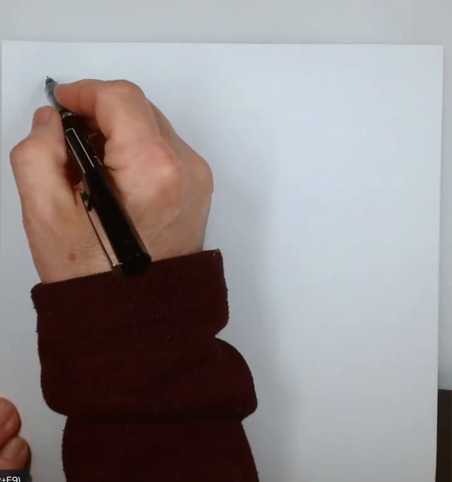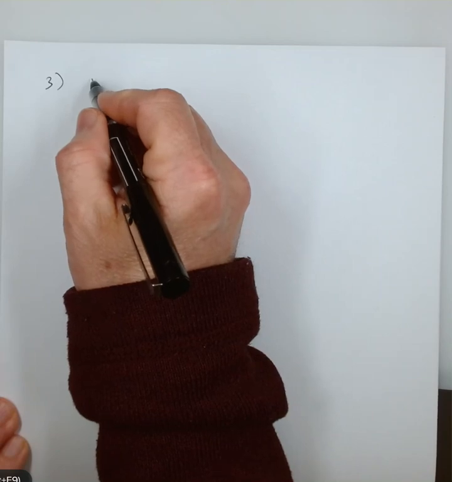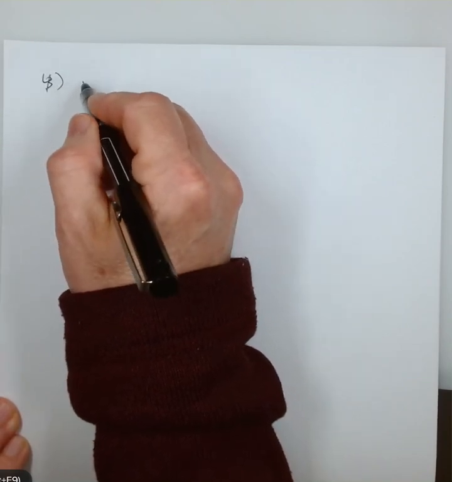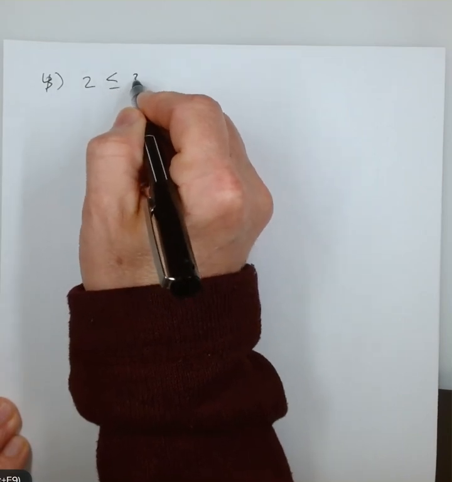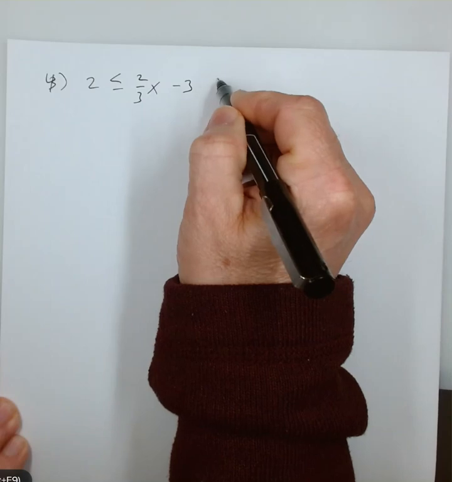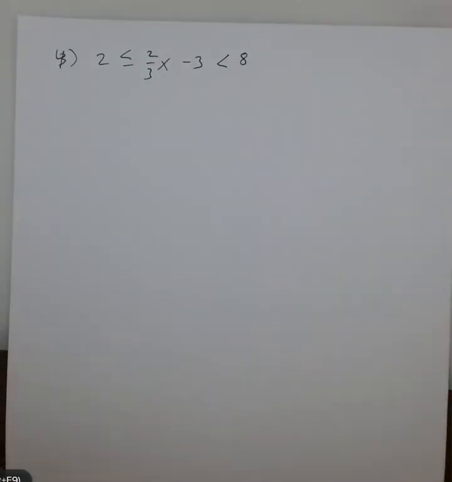All right, so number 4. We have 2 is less than or equal to 2/3 x minus 3 is less than 8. So we have this compound inequality. To solve this compound inequality, we're going to get x in the middle.